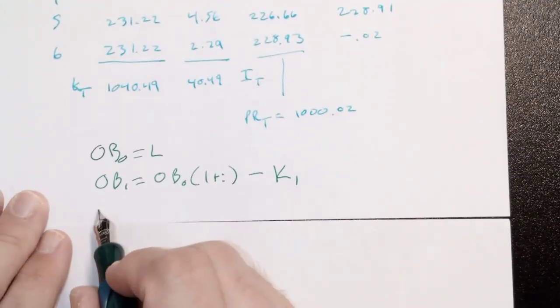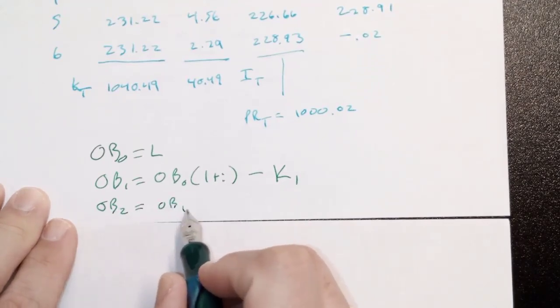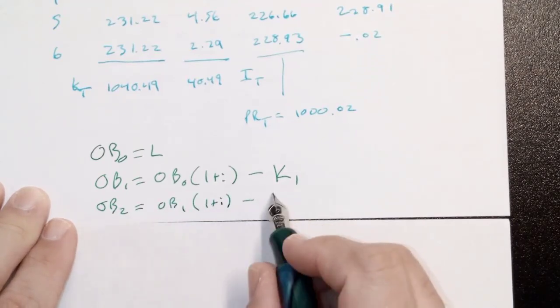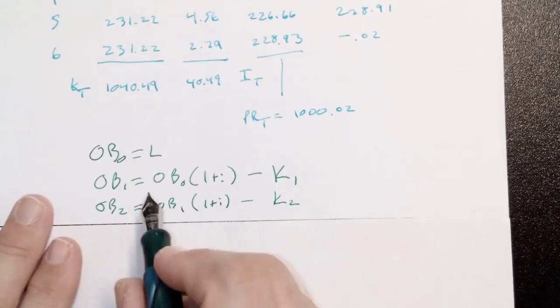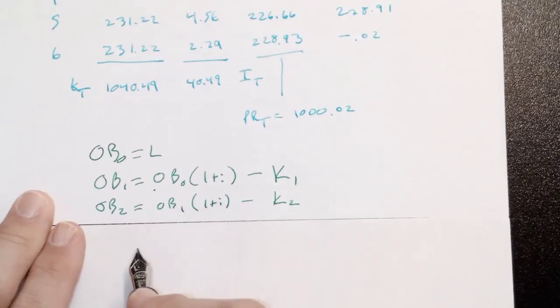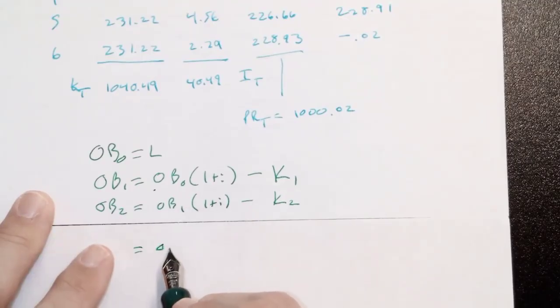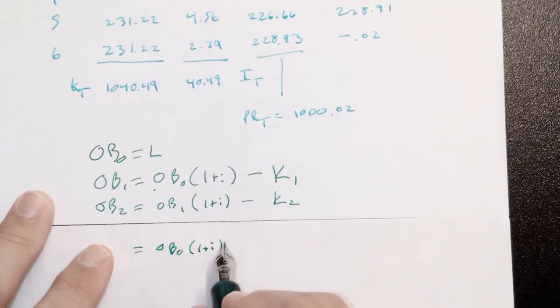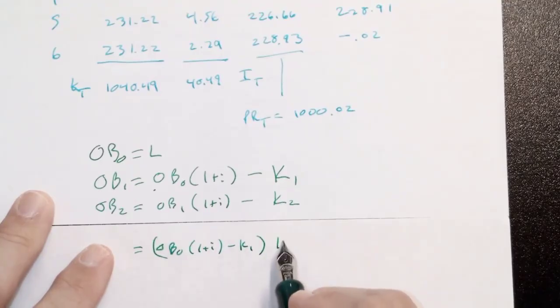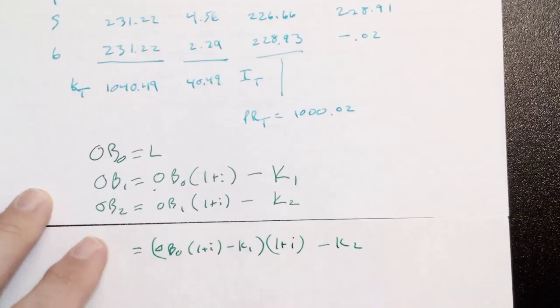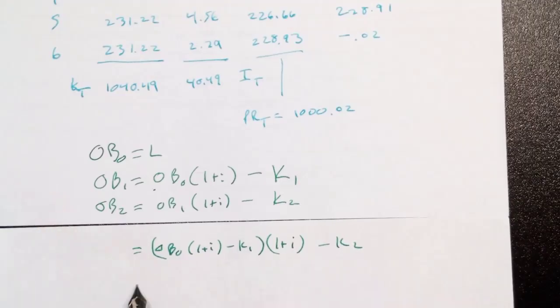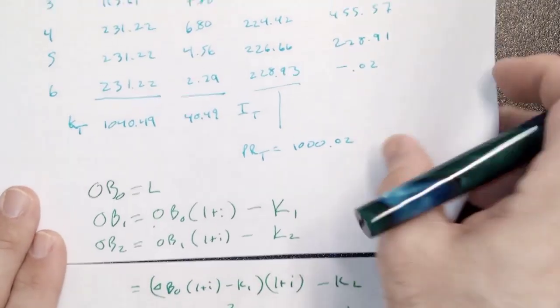OB2 is OB1 times 1 plus I minus K2. Oh, wait a minute. Let's replace OB1 with this. Notice if I distribute, OB0, 1 plus I squared, minus K1, 1 plus I, minus K2. OB3, let's keep going.